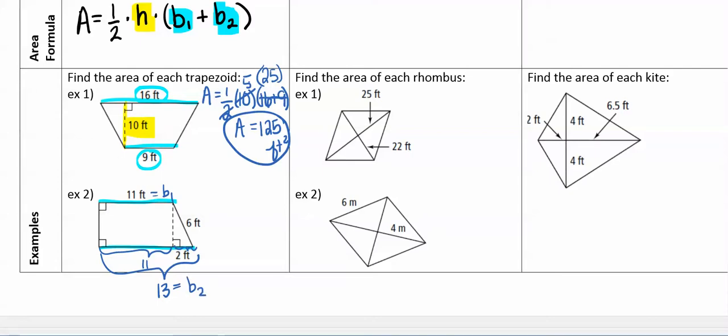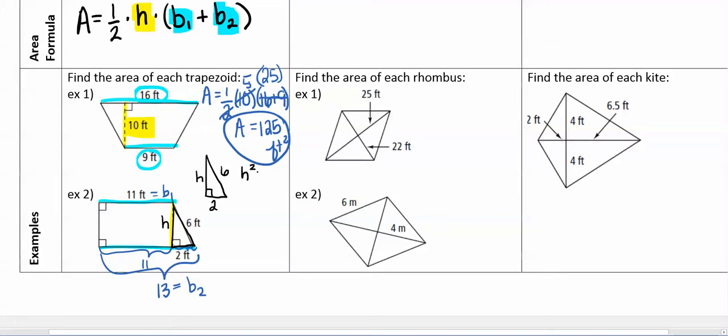You'll notice they gave me an extra piece of information here. They gave us the 6. That's not the height because it's not perpendicular. Whatever this is, the height. And so to find that height, which I'm going to call H, we're going to have to do the Pythagorean theorem. Remember, the Pythagorean theorem, a squared plus b squared equals c squared, works in a right triangle only, which is this guy right here. So we have this is 6, this is 2, and this is H.